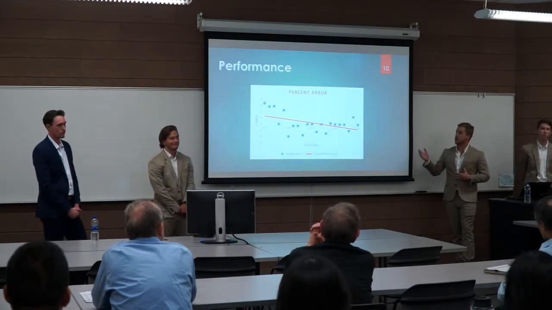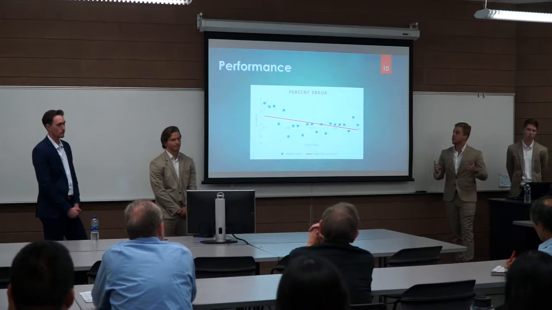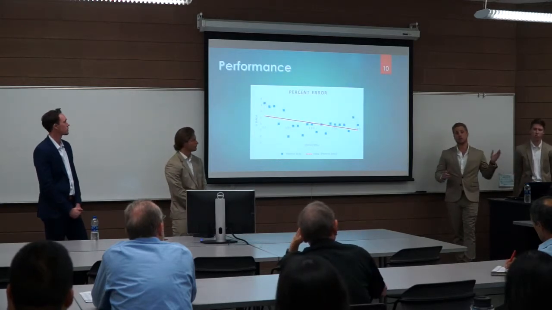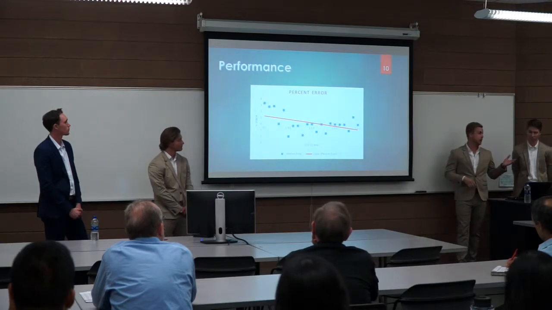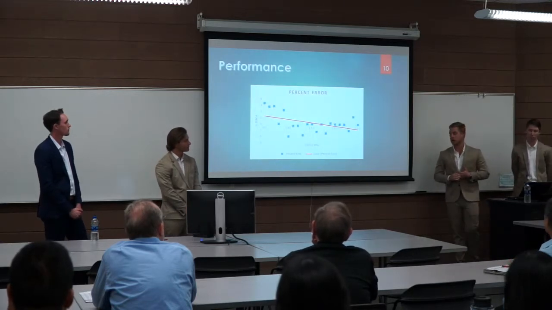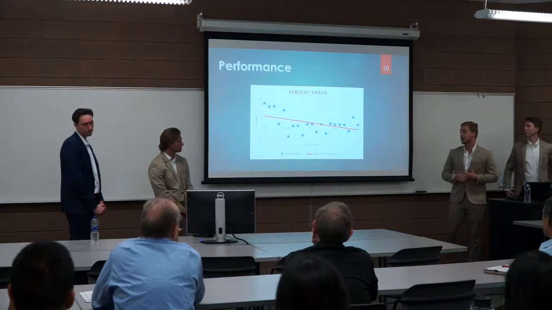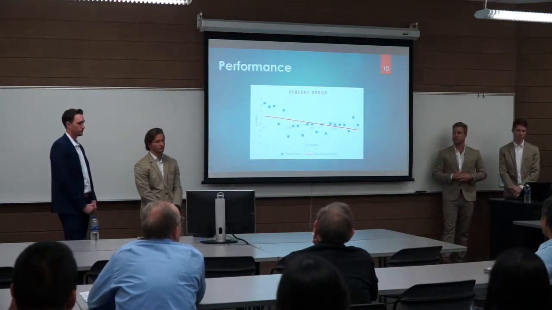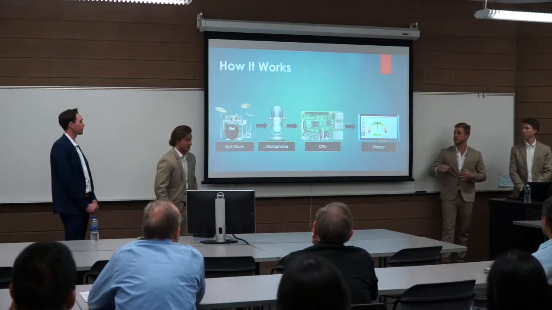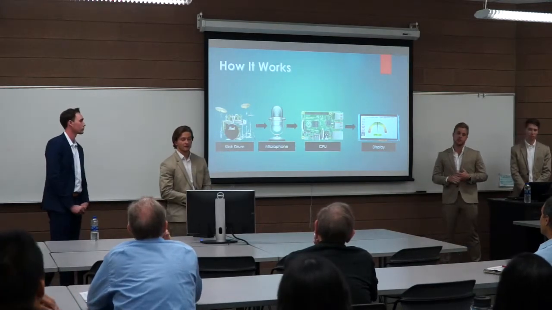But as we speed up, it becomes more and more accurate, with our sweet spot being between 120 and 200 BPM. The red line is a linear progression or trend line of our data. I'll now be passing it to Zach to describe how this system works.